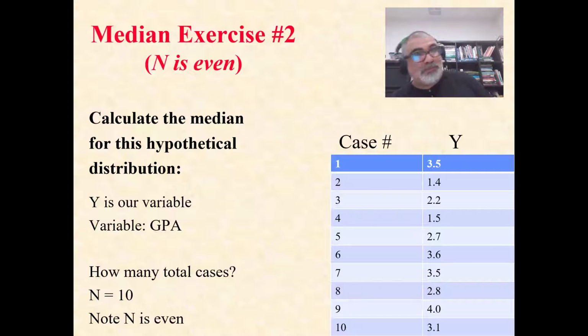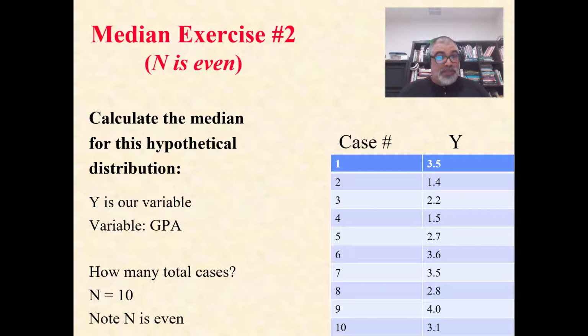Let's try another example. This is our example number 2. Notice that n is even. So we're going to calculate the median for this hypothetical distribution. On the left hand, we have cases 1 through 10. Notice we don't have 11 this time, we only have 10, and our variable is y. Y is GPA, so the first person has a GPA of 3.5, the second person has a GPA of 1.4, the third person has a GPA of 2.2, etc., etc.